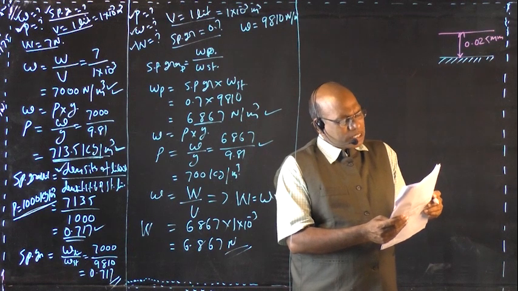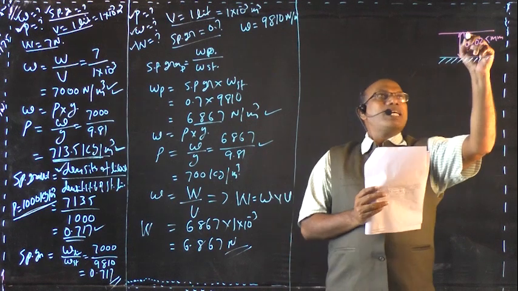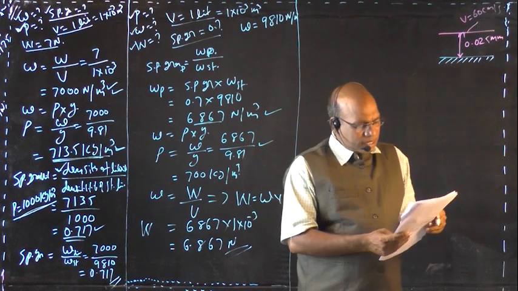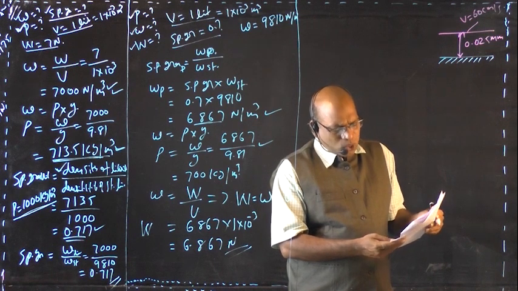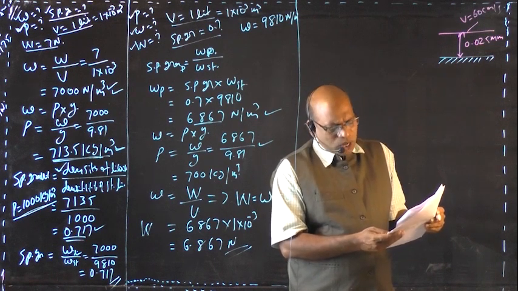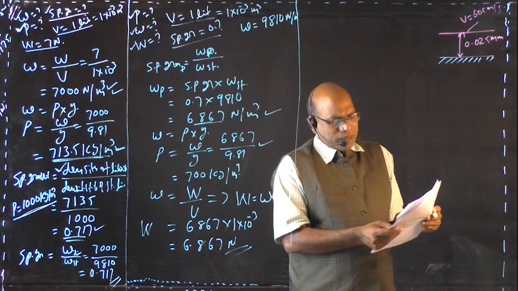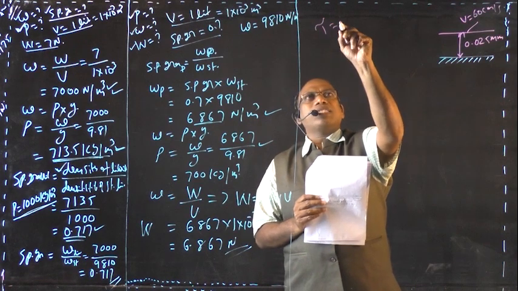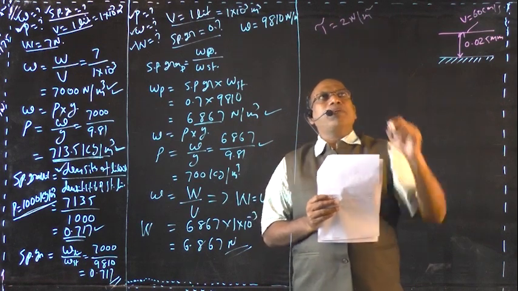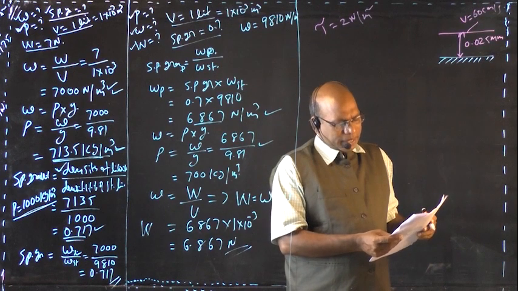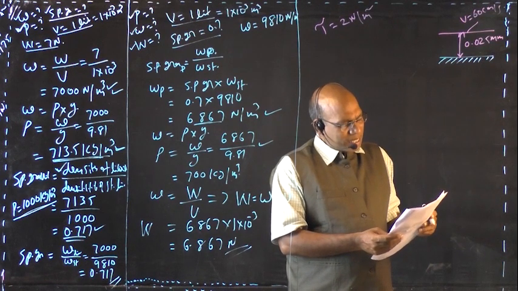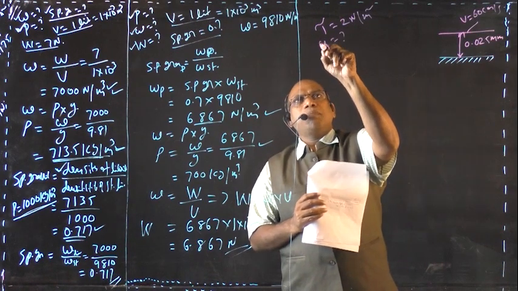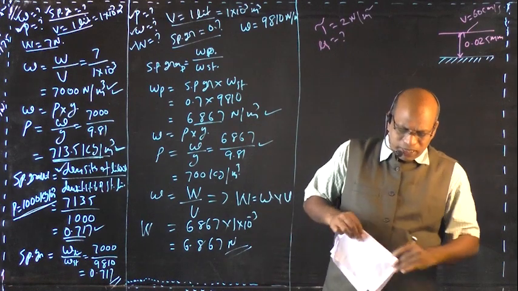The plate moves at 60 centimeter per second. The velocity is given as 60 centimeter per second, and it requires a force of 2 Newton per unit area, that is 2 Newton per meter square. That means the stress is given as 2 Newton per meter square. To maintain the speed, determine the fluid viscosity between the plates. What is the viscosity between the plates? This is the problem given here.